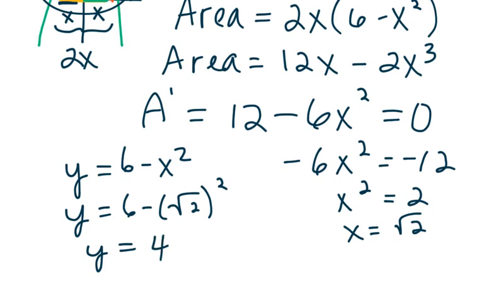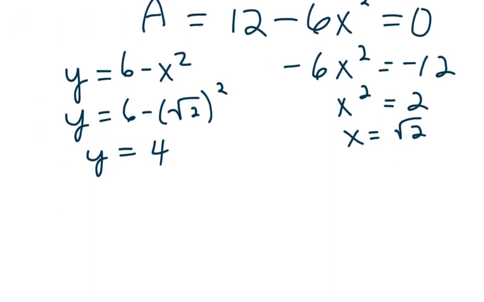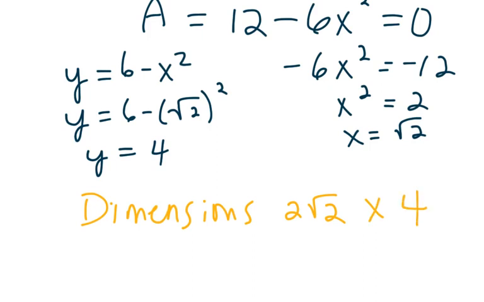If I'm looking at this rectangle again, remember, the length is 2x, so it's going to be 2 root 2, and the width is your y value, which is 4. So the dimension of this rectangle is 2 root 2, so 2x, by 4. That is the dimensions of the rectangle with the largest possible area.